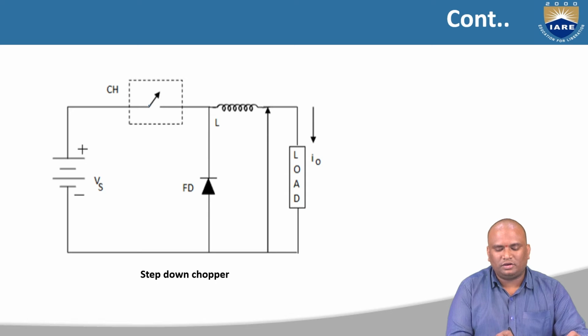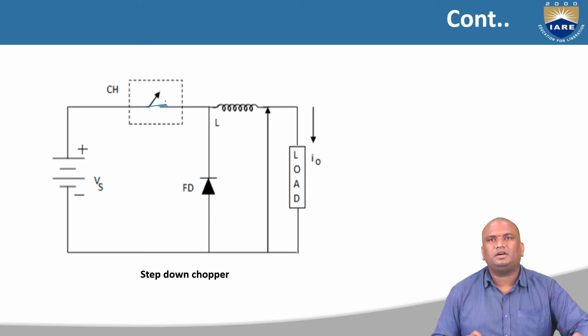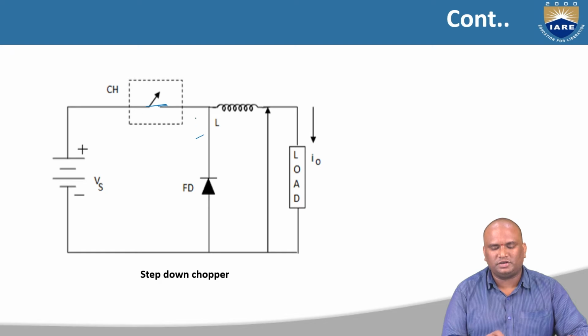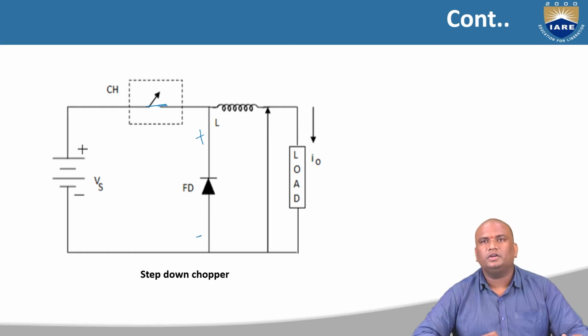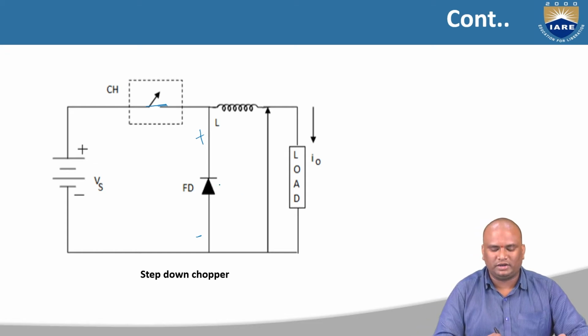Once the chopper is on, it acts like a short circuit. Once the chopper is on, the freewheeling diode will experience a positive voltage across the cathode and negative voltage across the anode. So once the diode experiences a positive voltage across the cathode and negative voltage across the anode, the freewheeling diode will be in reverse bias condition.